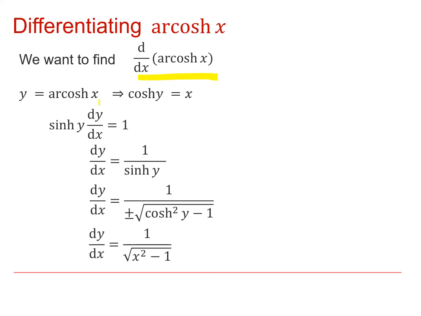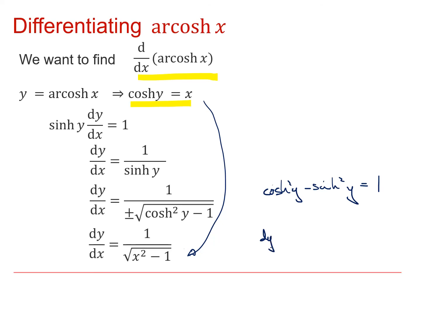Well, it's exactly the same technique. Here we've switched the function round, so we've got cosh y equals x, the implicit differentiation and rearrangement. And again, we've used this cosh squared minus sinh squared is equal to 1. And then at the bottom here, we've again used the fact that we can back substitute to get an x into there. And again, we've used the fact that the gradient of arcosh x is also positive.